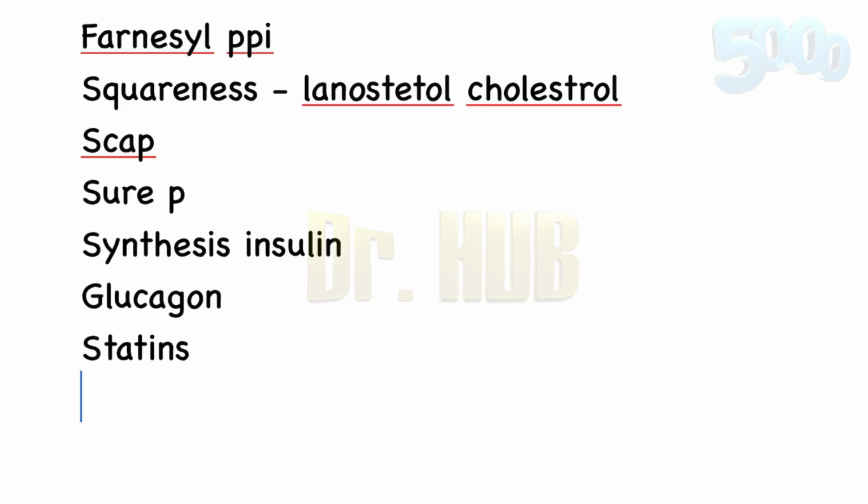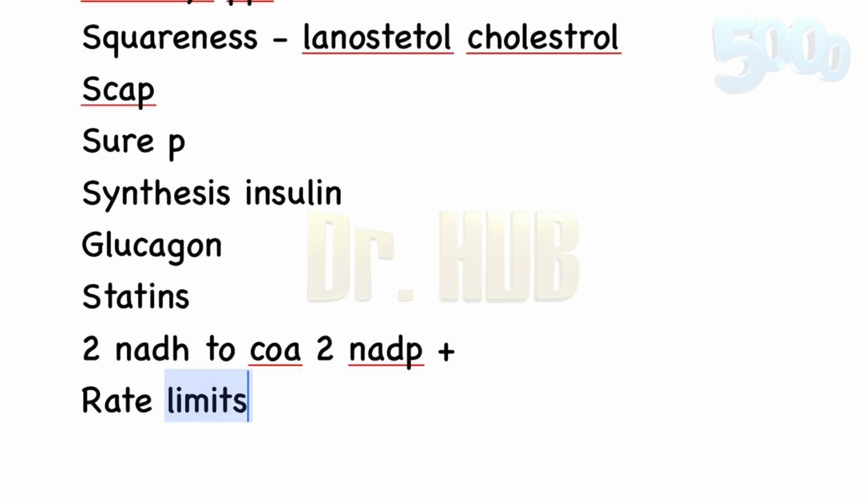Next is, on the other hand, this HMG-CoA reductase. In this process there are 2 NADPH, and these 2 NADPH are converted to CoA and also 2 NADP plus. So this is nothing but the rate limiting step.